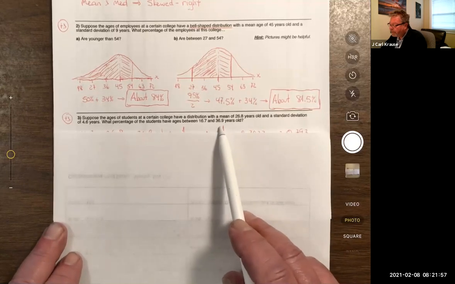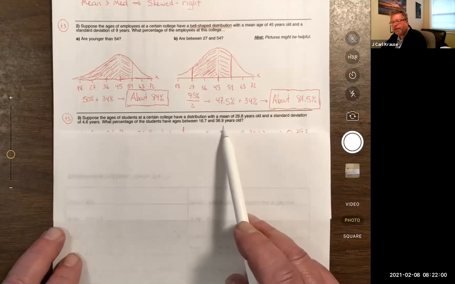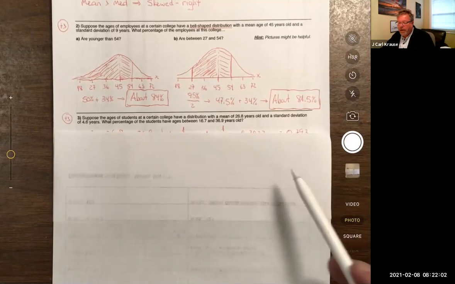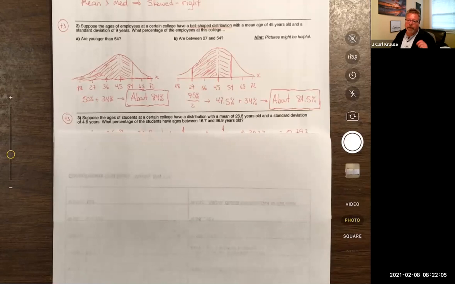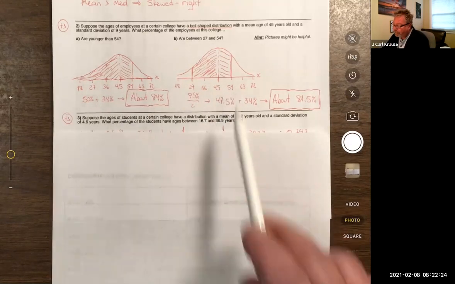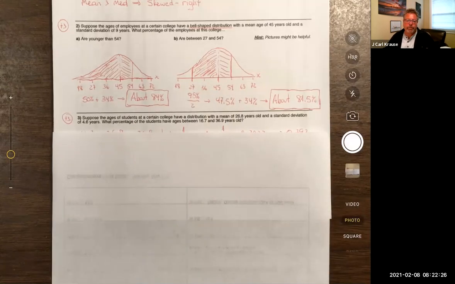16.7 and 36.9? And there's nothing in this problem that tells us anything about the shape of the distribution. We're just told, hey, we got a distribution here with this mean and this standard deviation. So we cannot assume that it's a bell-shaped distribution, which means the empirical rule cannot be used here. We cannot assume a bell-shaped distribution. If we don't know anything about the shape of the distribution, the best we can do is use Chebyshev's theorem.